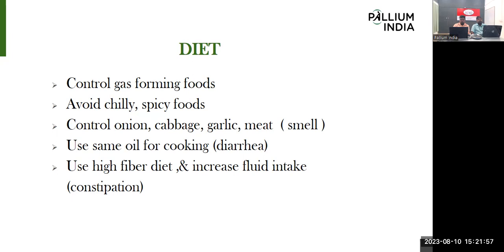Like diarrhea, constipation is also very important. Constipation also disturbs the patient. So use a high fiber diet and take more fluid intake. They need to increase the fiber and the fluid intake in their diet.